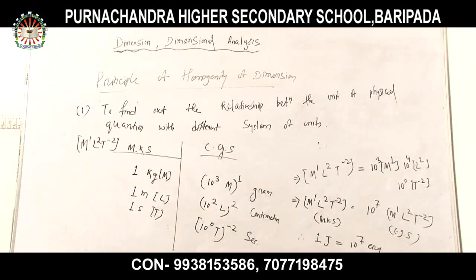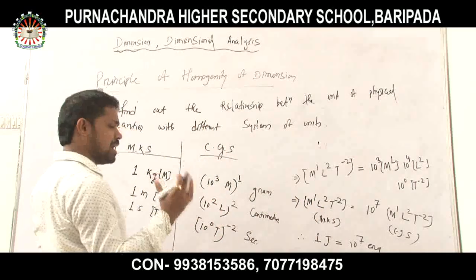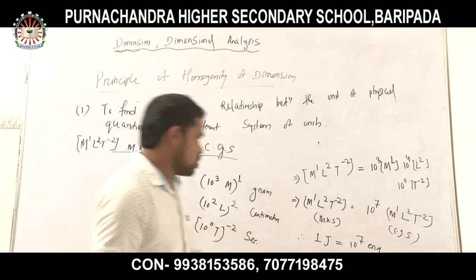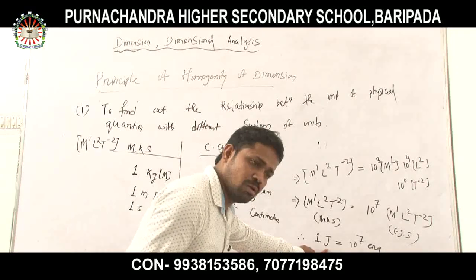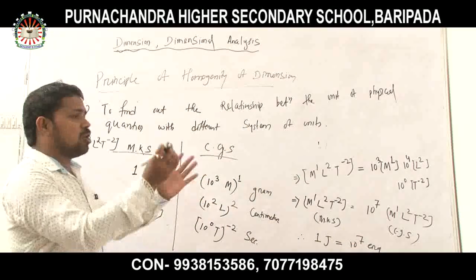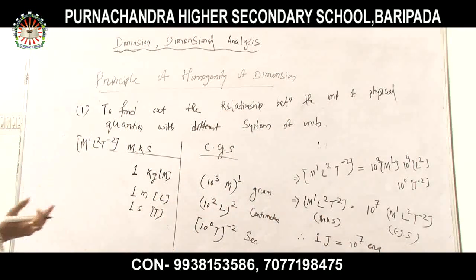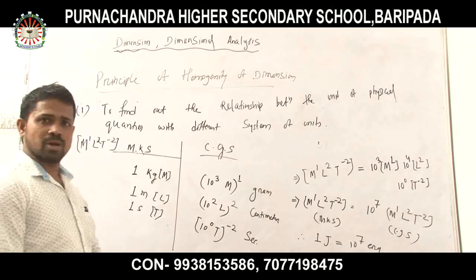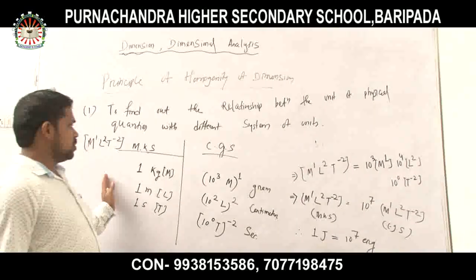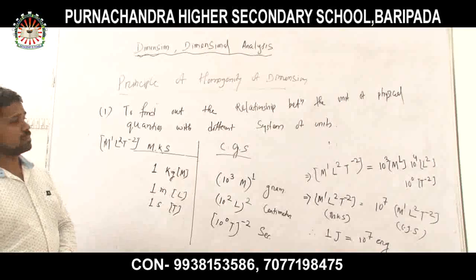Converted. Because what is our aim? Our aim is that we have to convert 1 unit of work done in MKS. So what is the 1 unit of work done in MKS? 1 joule. Okay, so that should be 10 to the power 7 units of work done in CGS. What is the unit of work done in CGS? Erg. So 1 joule is equal to 10 to the power 7 erg. Clear all of you students? So in this way we can convert a physical quantity from one system of unit to another system of unit. Clear all of you?